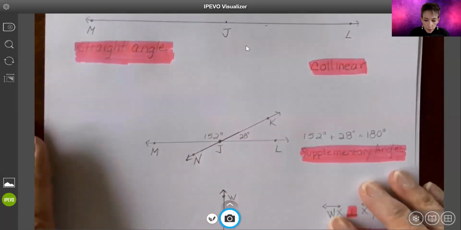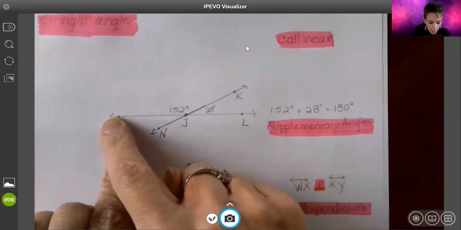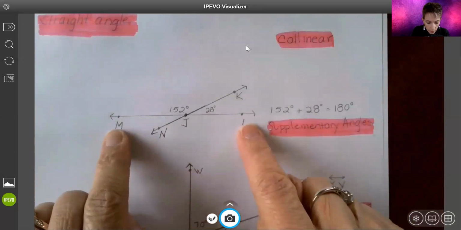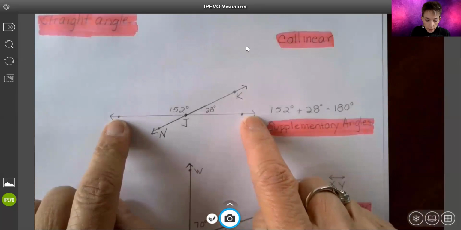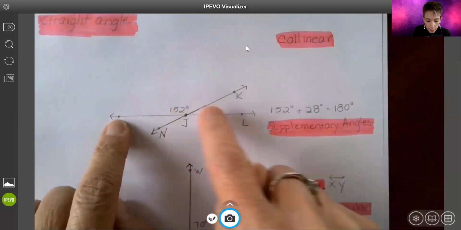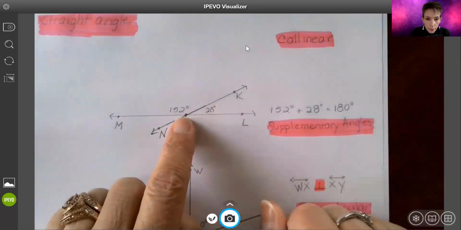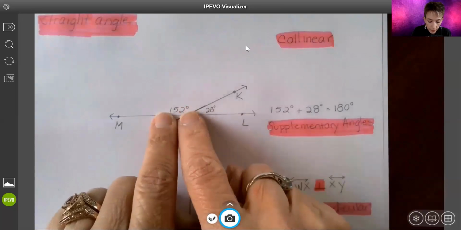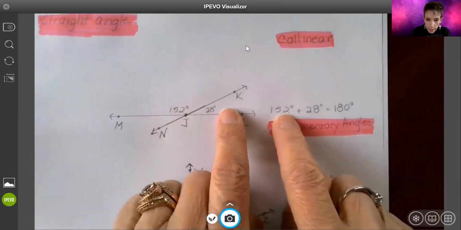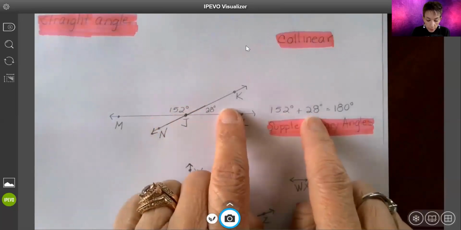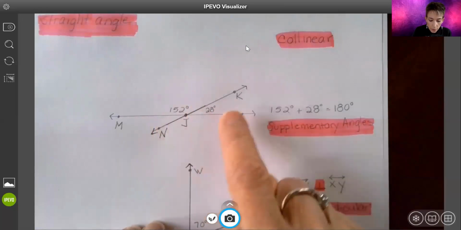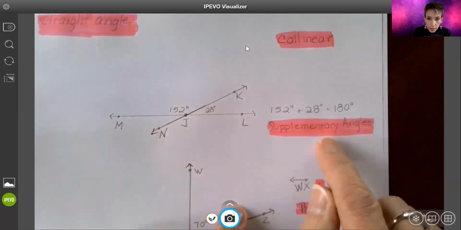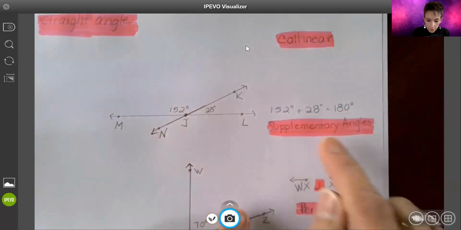So in thinking about our straight angle, MJL, we still know that this is a straight angle that equals 180 degrees. So if we know one of these other measures, we can determine the other one. So knowing that this is 152 degrees, this angle has to be 28 degrees because when we add those two together, they equal 180 degrees. Angles whose measures equal 180 degrees are called supplementary angles.